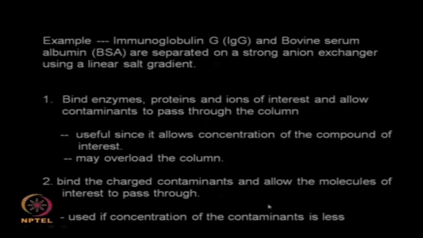Another approach is to bind the charged contaminants and allow the molecules of interest to pass through. This is a very good technique if the contaminant concentration is very low. All the contaminant will be retained inside the column, whereas your product of interest will be leaving the column continuously. So we can think of both approaches: either bind the product of interest in the column, thereby getting rid of contaminant initially, or bind the contaminant and allow the product of interest to elute out first.